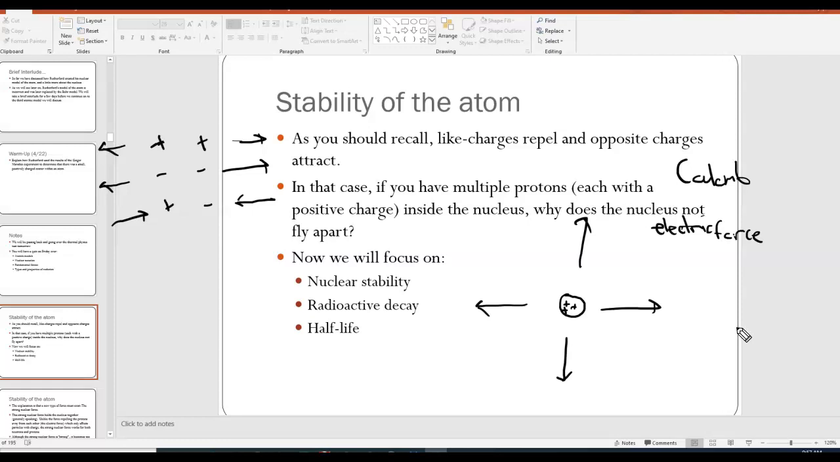Okay, so let's answer this question. I'm going to erase what's on this slide. Let's answer this question. Why does the nucleus not fly apart? You've got this outward electrical force, this outward Coulomb force caused by the protons being really compacted together inside that tiny, tiny nucleus. So what is it that holds them together? I'm going to clear the screen.